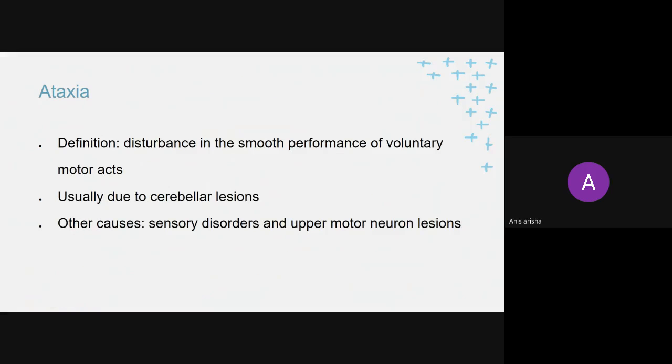Ataxia is a disturbance in the smooth performance of voluntary motor action, or we can simplify: ataxia is the lack of coordination of movement that is usually due to a cerebellar lesion. Other causes of ataxia can be due to sensory disorder and upper motor neuron lesion. However, in this presentation, I will explain the cerebellar examination only, as it is the most common cause of ataxia. Next.